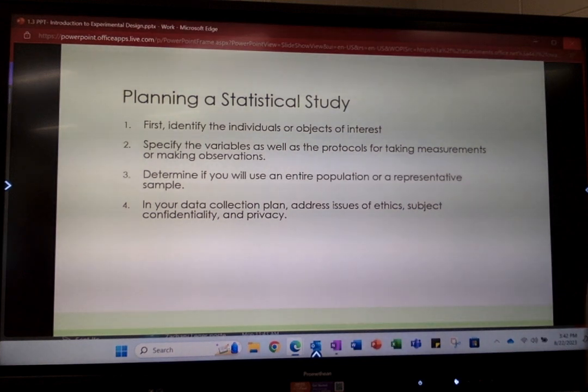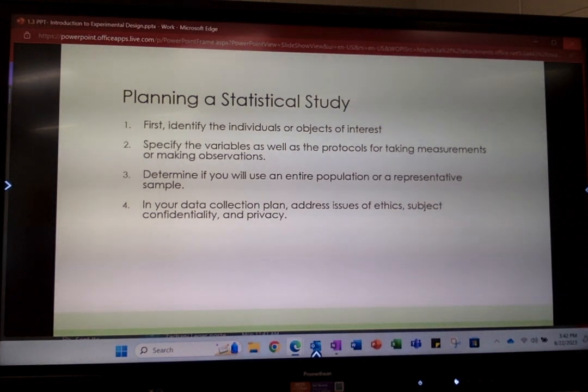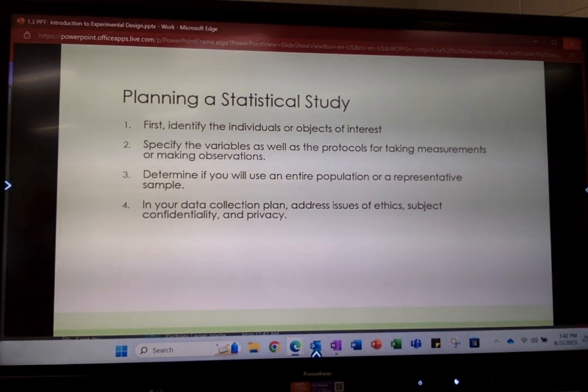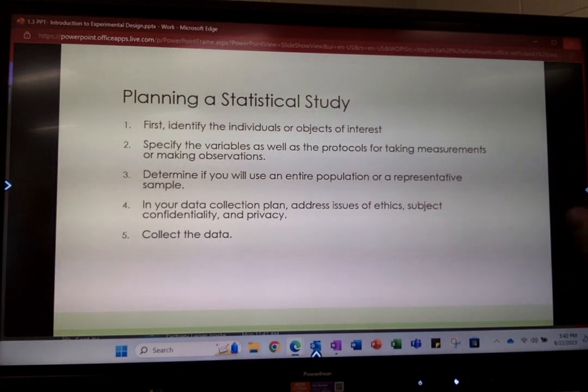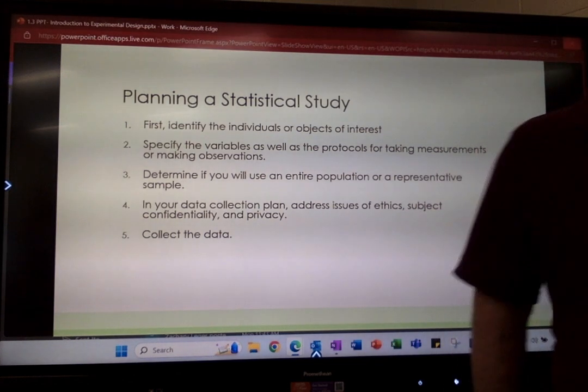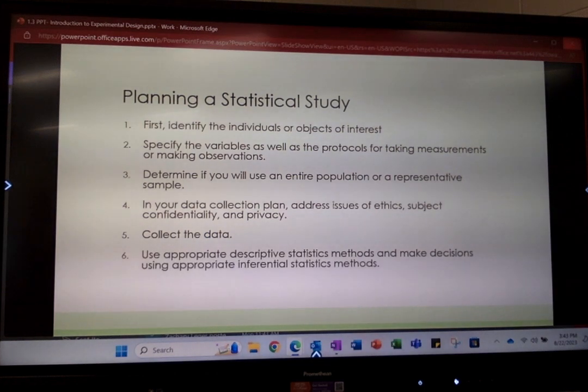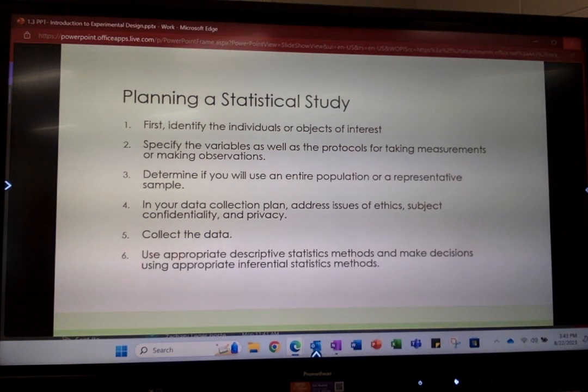Especially if you're working on a study for a business, a store, a college, or an institution, make sure to get consent also. Okay. Then we get to the data collection part. We actually collect the data. And then we use appropriate descriptive statistics methods and make decisions using appropriate inferential statistics methods.